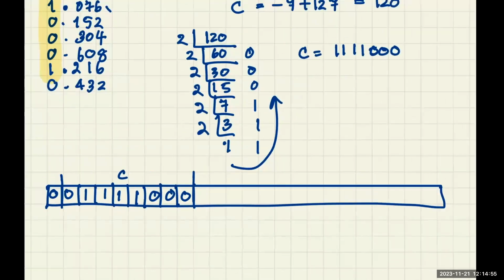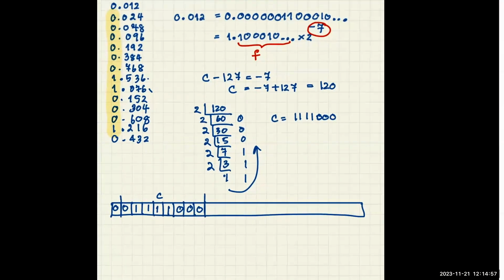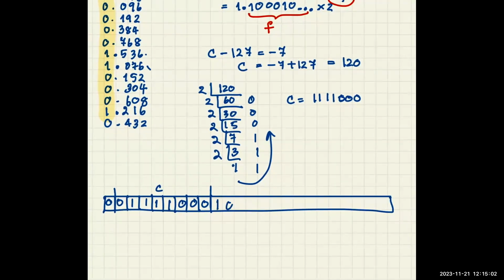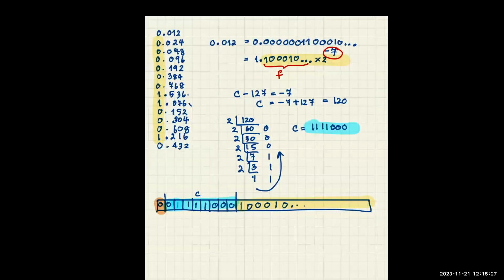And then what else you have to store? Instead of 1, 1, you get 1, 0, 0, 0, 1, 0, and so on. Okay. This A part put here. This C part you get here. And 0 here on the front is the positive sign. So that's how we store.